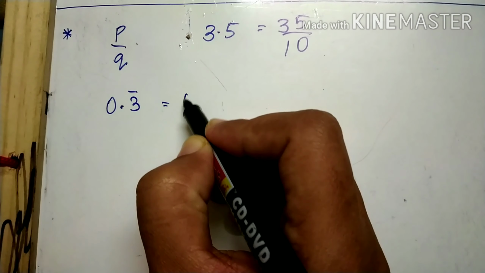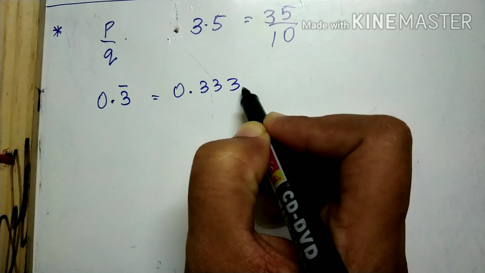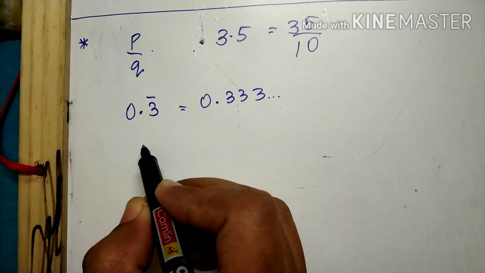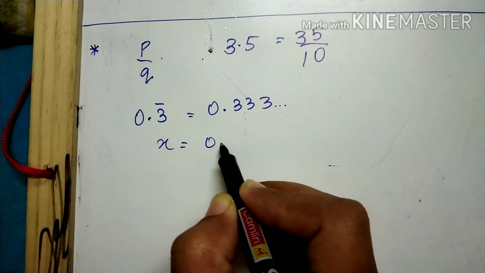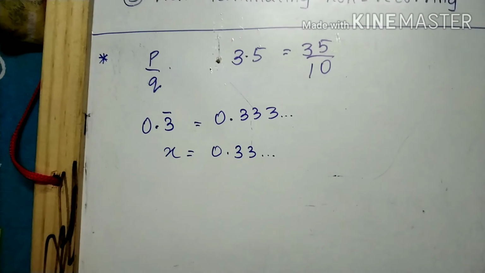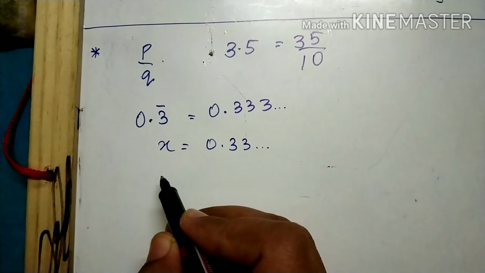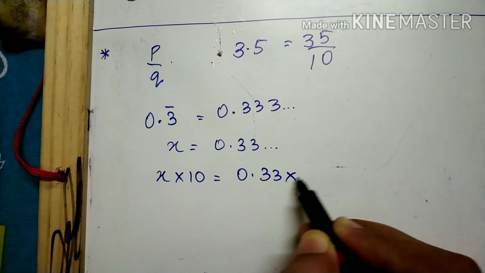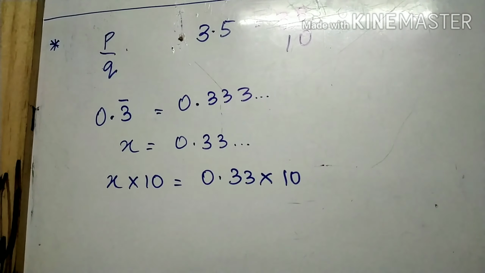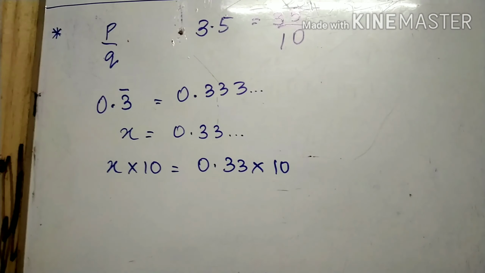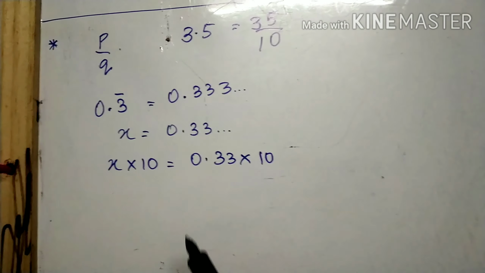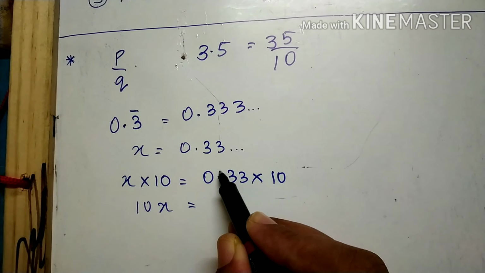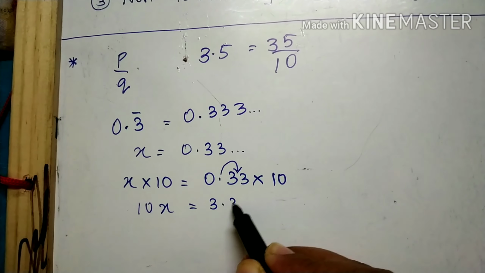So here 0.333 is repeating. Bar means that particular number is repeating. So we'll take x equal to 0.33. How many numbers are repeating here? Only one number is repeating. So we'll multiply by 10 on both sides. If two numbers are repeating, we'll take 100. If three numbers are repeating, we'll take 1000. So 10x equal to, multiplying by 10 means shifting the point one place ahead, so it becomes 3.33.